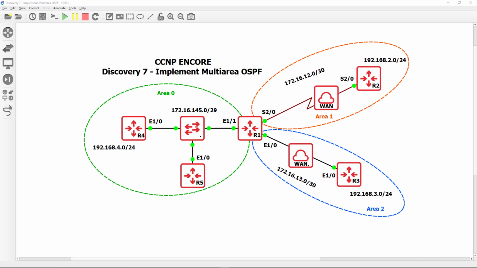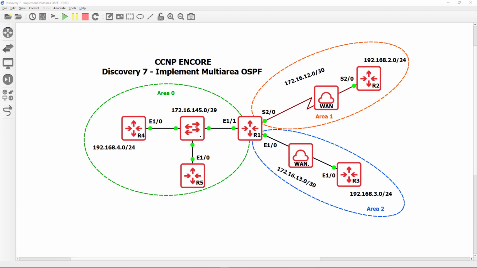All right, guys, welcome. We're going to go ahead and get into our next discovery. In this case, it's discovery number 7, implementing multi-area OSPF. As we go through this discovery, we're going to learn how to establish OSPF neighbor relationships in a multi-area environment. We're going to look at the impact of the interface MTU and the OSPF hello and dead timer parameters, and how they affect the formation of those neighbor relationships.